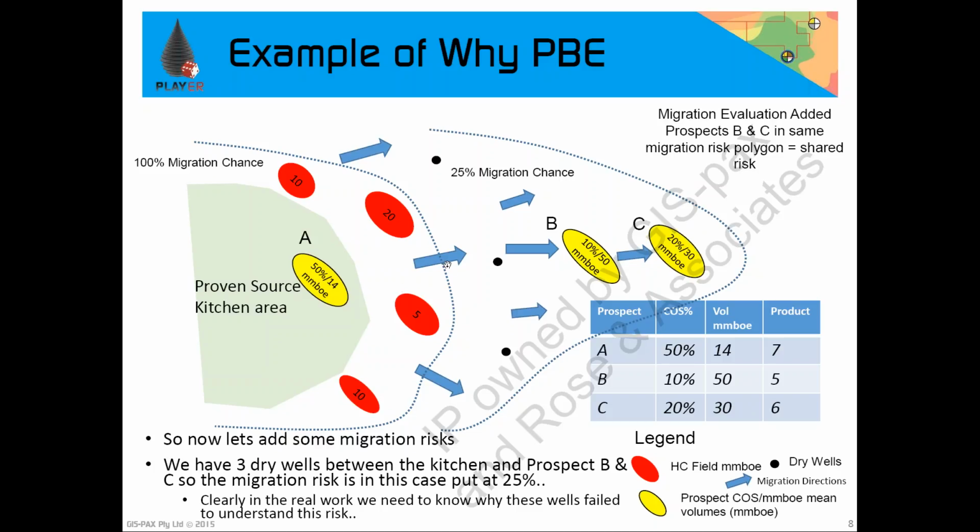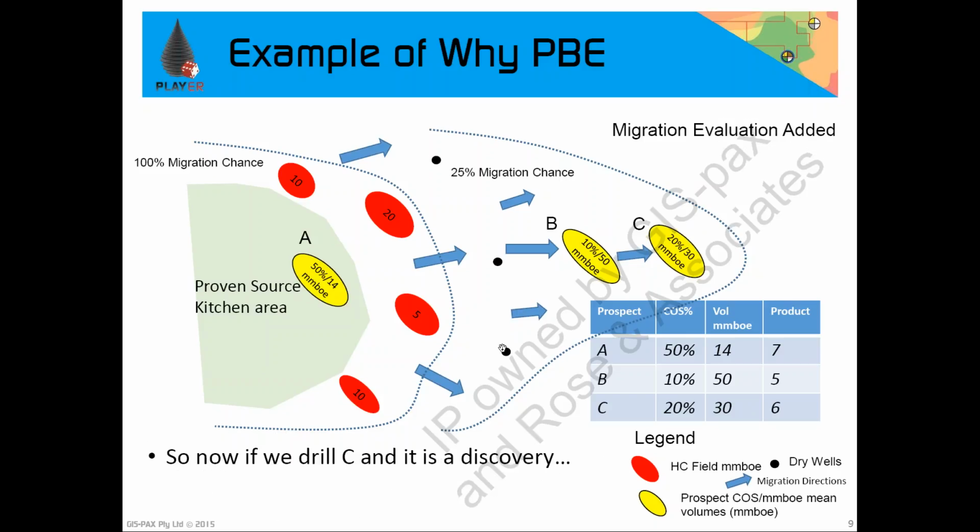But once we go beyond this limit into this area beyond the three dry wells, then we come to an area, and we've made an evaluation here that there's a 25% chance that we can get hydrocarbons into this polygon, that is possible, and get hydrocarbons to prospects B and C. So it's quite a simple concept. I'll come back to the details about these wells later, because obviously why they failed is significant, and obviously these are just dummy numbers. So if we now drill prospect C and it's a discovery, what happens?